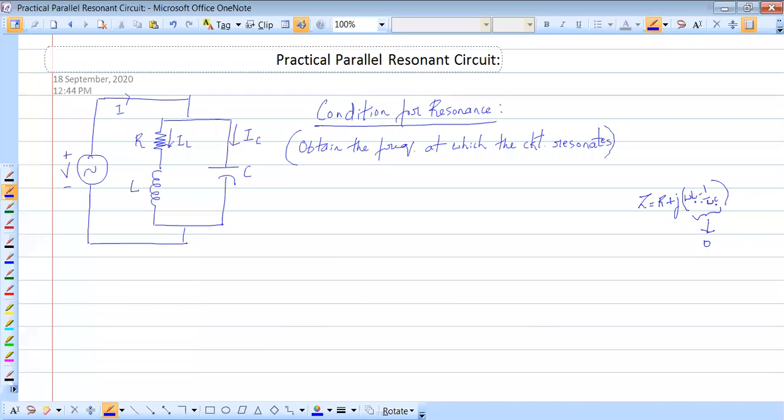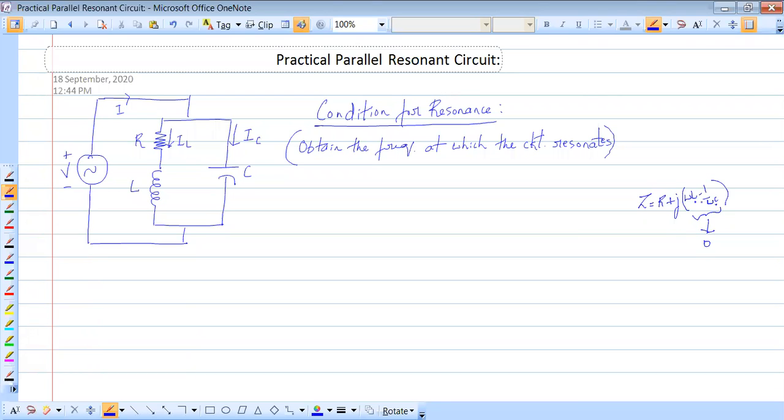We will move with impedance only, though this is parallel resonance. So this is a practical parallel resonance. In theoretical parallel resonance, we thought of taking admittance because we wanted that duality principle to be tested, but there are no such conditions here. Okay, you are free to take the impedance or the admittance. Since we're all very comfortable with taking the impedance, let's move on with taking the impedance. Fine. So let's consider the impedance of this particular circuit.